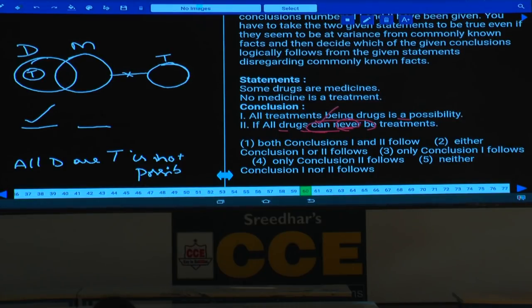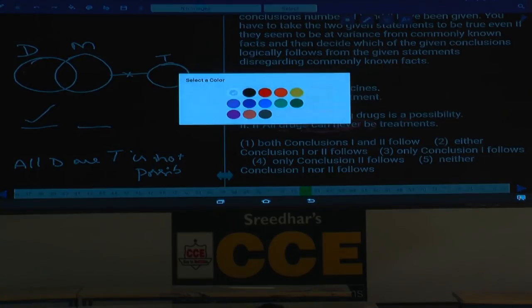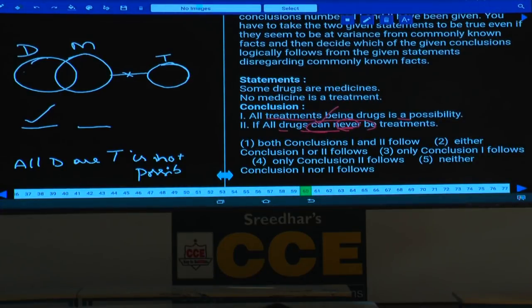Now we should check out whether all drugs can be treatments or not. Earlier we have proven all treatments are drugs. Now let us check whether all drugs being treatments can be possible or not. In order to prove this one, your diagram of treatment must be like this. If you draw treatment like this, then what happens here? Treatment is coming to this area. That means some of these medicines are treatment, whereas the statement is no medicine is a treatment. Statement invalid. Hence it is not at all possible.